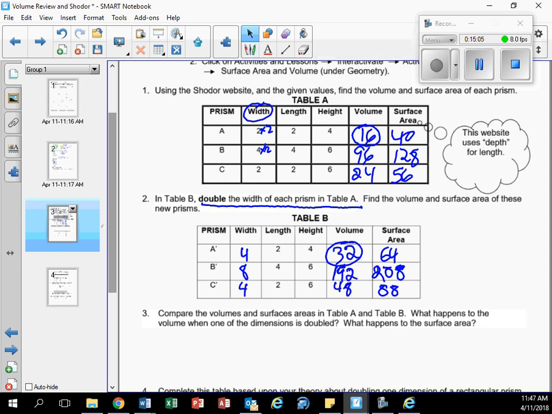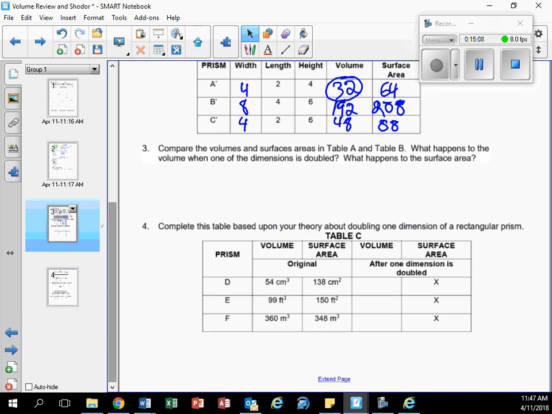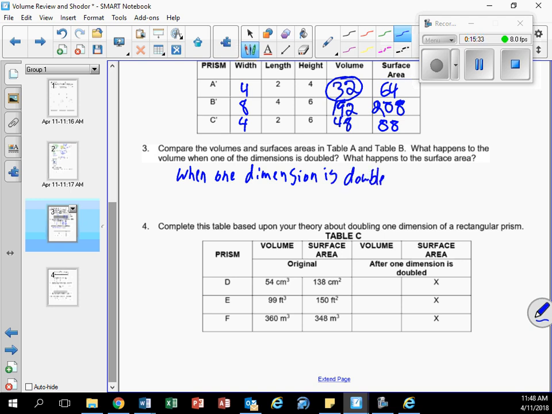Okay, so when we change one measurement in a rectangular prism and it goes from 2 to 4, so it was doubled, what happens to the overall volume? Well, we can say that the volume is doubled, right? So when one dimension is doubled, the volume is doubled. Boom.